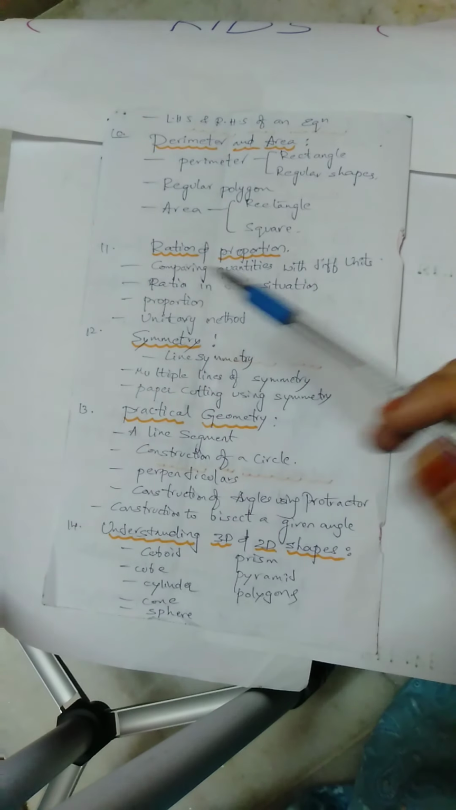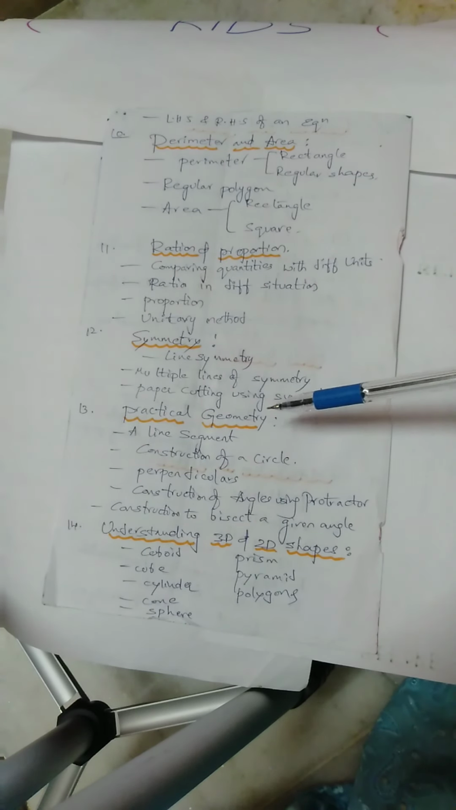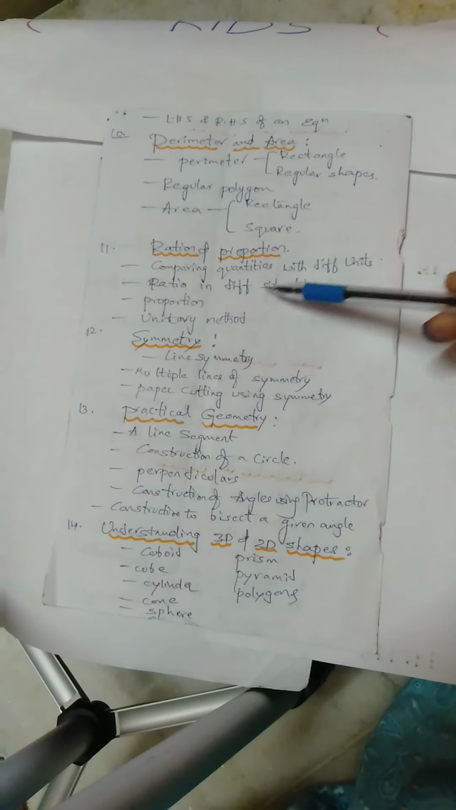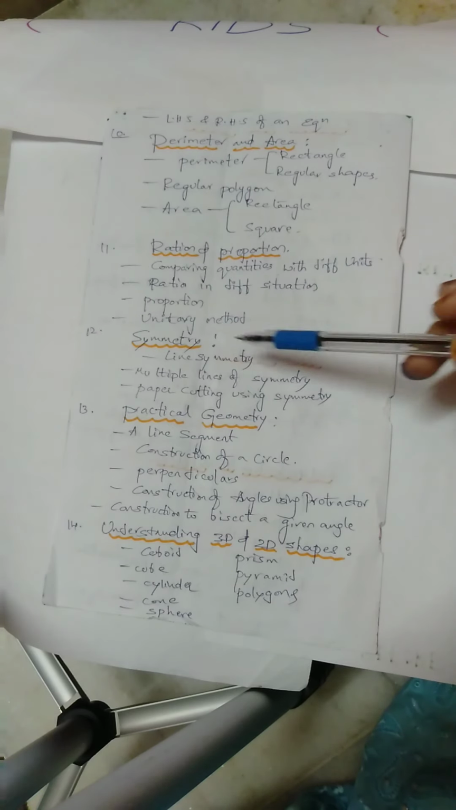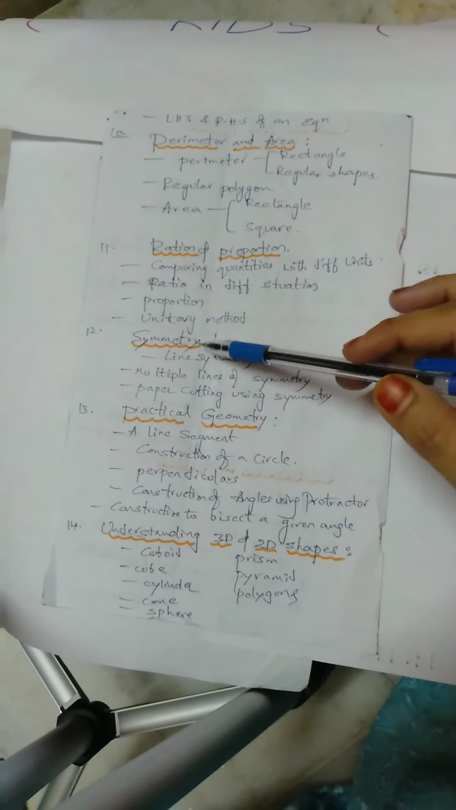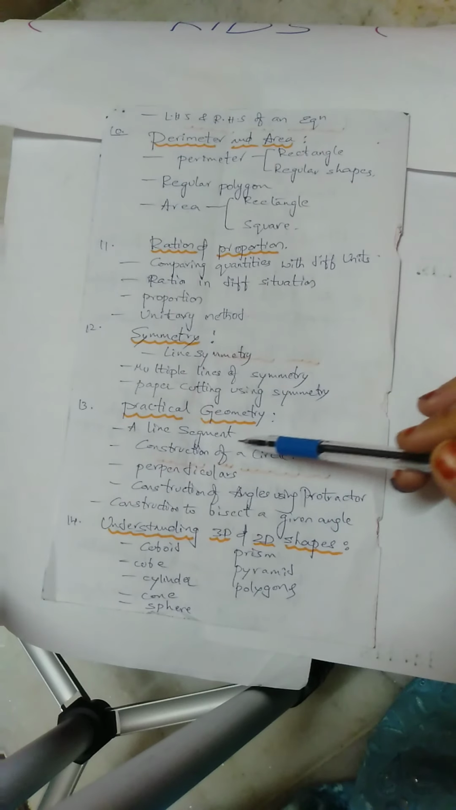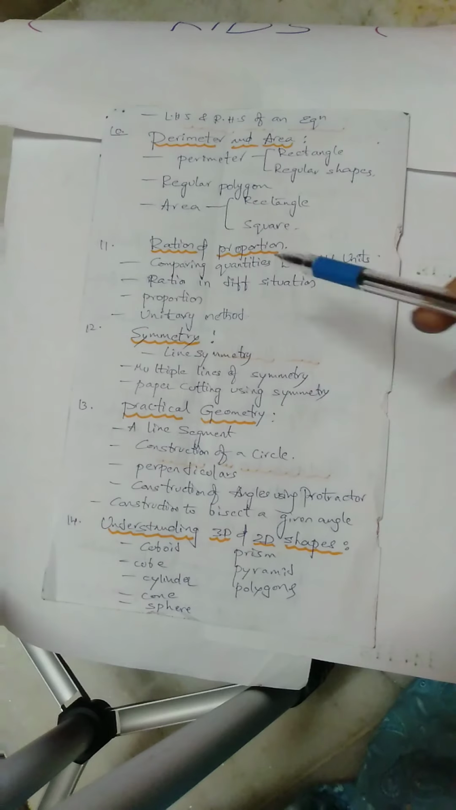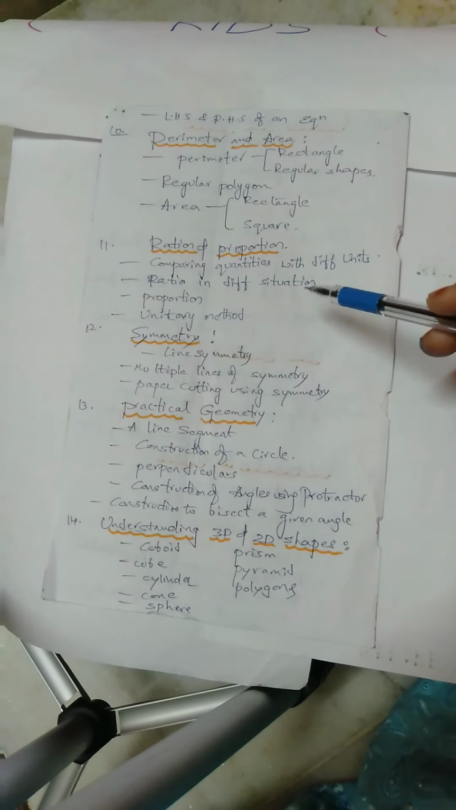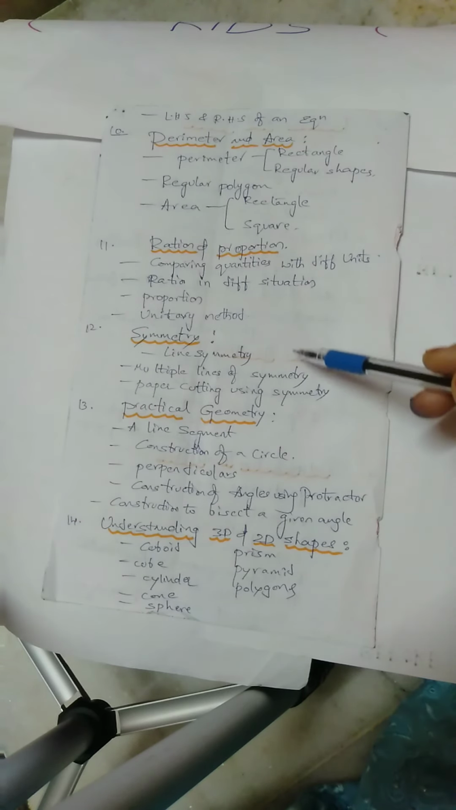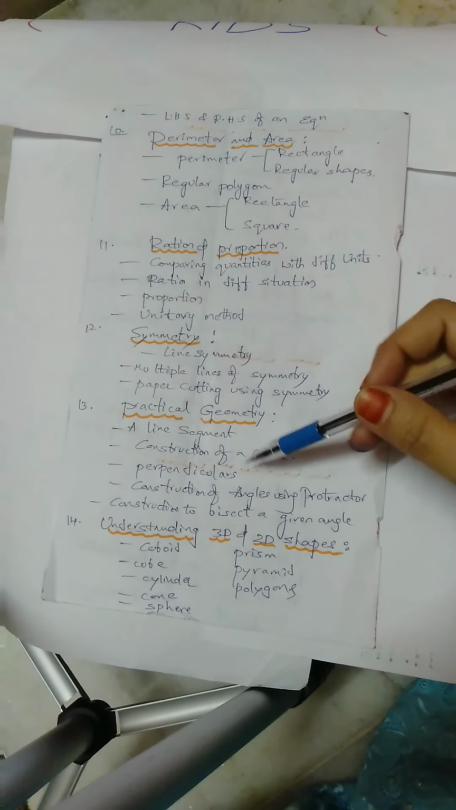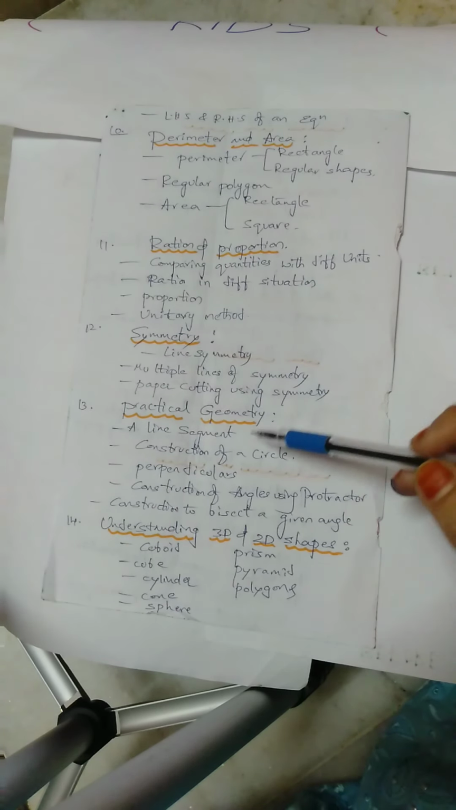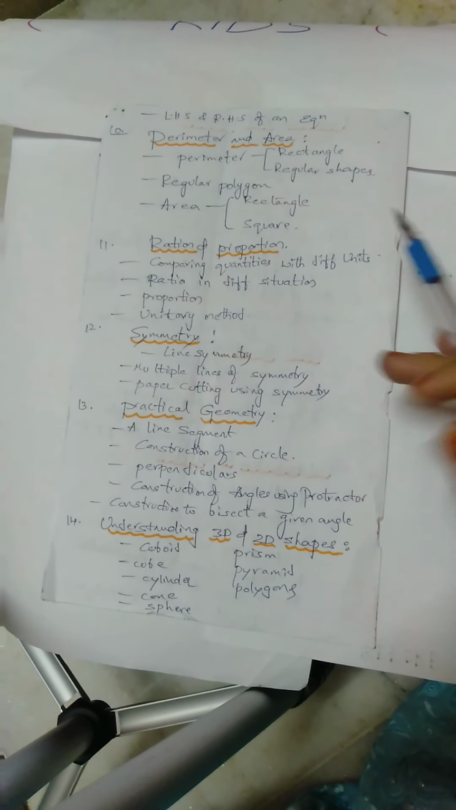Okay, next coming to the 12th chapter, it is symmetry. In this the first unit is line symmetry, multiple lines of symmetry, paper cutting using symmetry. We have to know all these units in the symmetry. Okay, next going to our 13th chapter, practical geometry. A line segment, construction of a circle, how to construct a circle. In this perpendicular lines, construction of angles using protractor, construction to bisect an angle. We have to know all these in practical geometry.